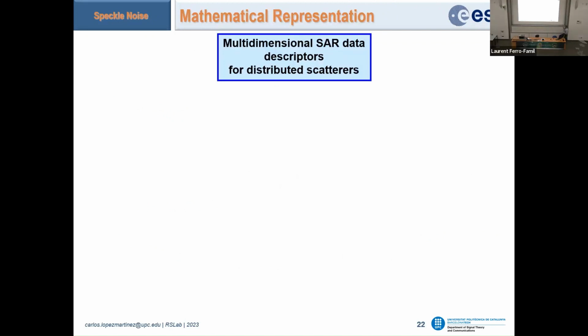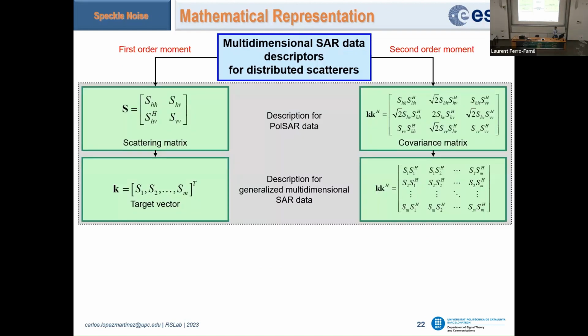Okay, so let's overview all that we have on the case of multidimensional SAR data descriptors. Remember, we are under the Gaussian assumption: first order moment, second order moment. In the case of polarimetric SAR data, the first order moment is the scattering matrix, the SAR images. We can have this information in a matrix or in a kind of target vector, as Laurent said before. How do we describe the scattering matrix? We can use the covariance matrix. Here, I also wanted to generalize this idea, so I consider M images. In the case of polarimetry, in the monostatic case it is 3 images, in the bistatic case it is 4 images, and so on, okay?